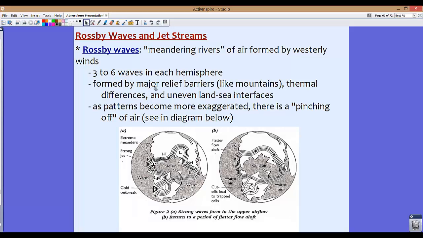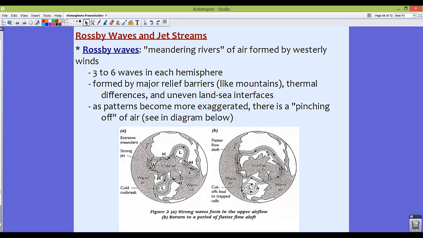Now these are formed by major relief barriers like mountains, formed by thermal differences, or formed by uneven land-sea interfaces. Now this is basically the altitude. From one land to sea interface, we have lower sea levels versus higher land levels and things like that. So an uneven surface. Now as patterns become more exaggerated, there's going to be a pinching off of this air, and you can kind of see this down here.